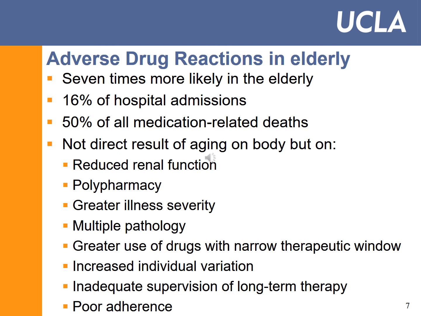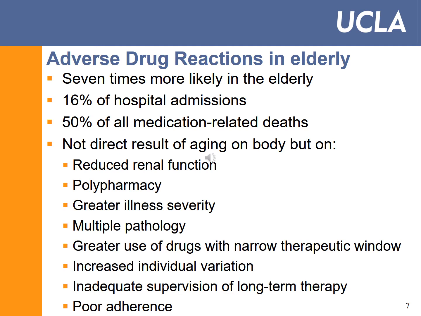And this is not just a direct result of aging on the body, but it's also because they have reduced renal function, they have polypharmacy, they tend to be sicker, they have not just one pathology, but multiple pathologies. They can have hypertension, diabetes, they can be obese, so they have multiple pathologies.